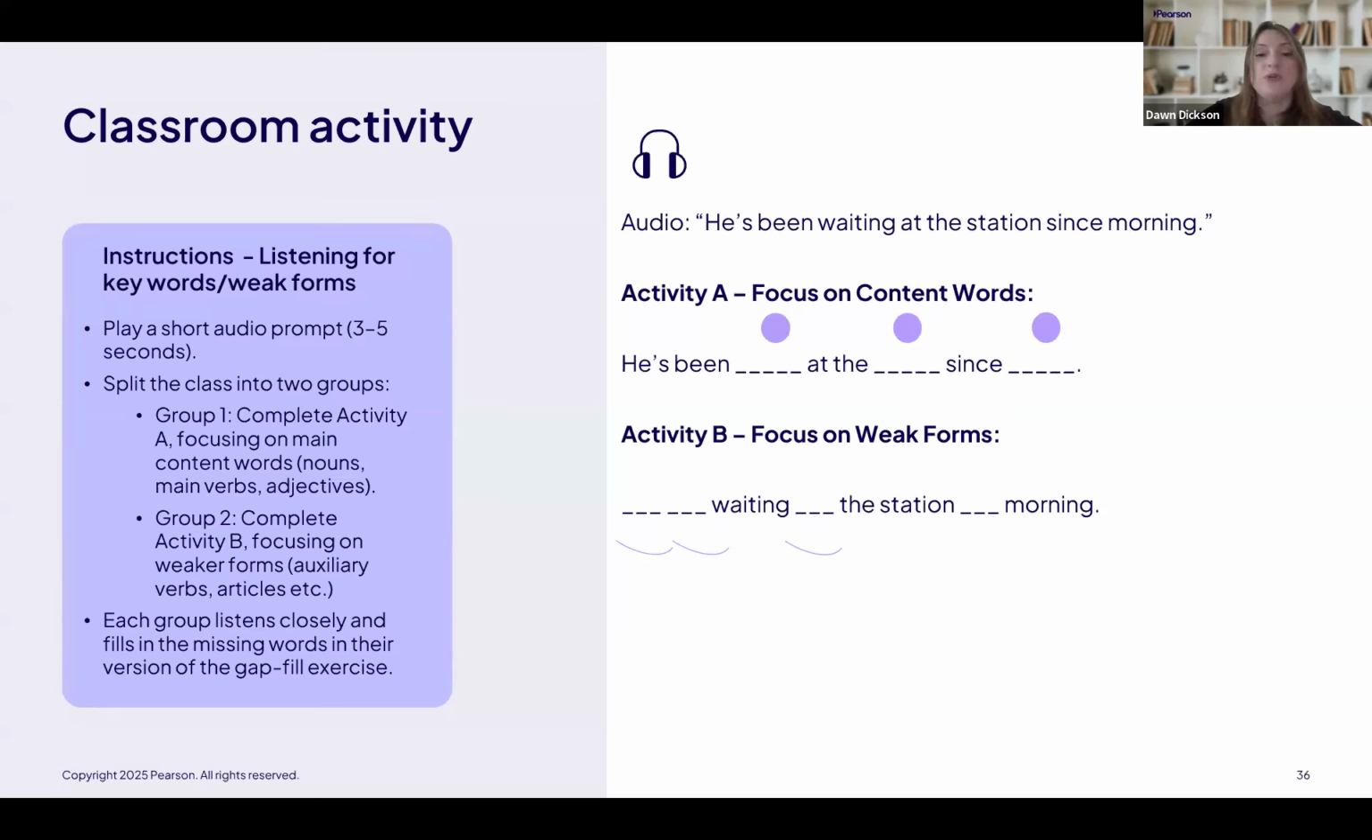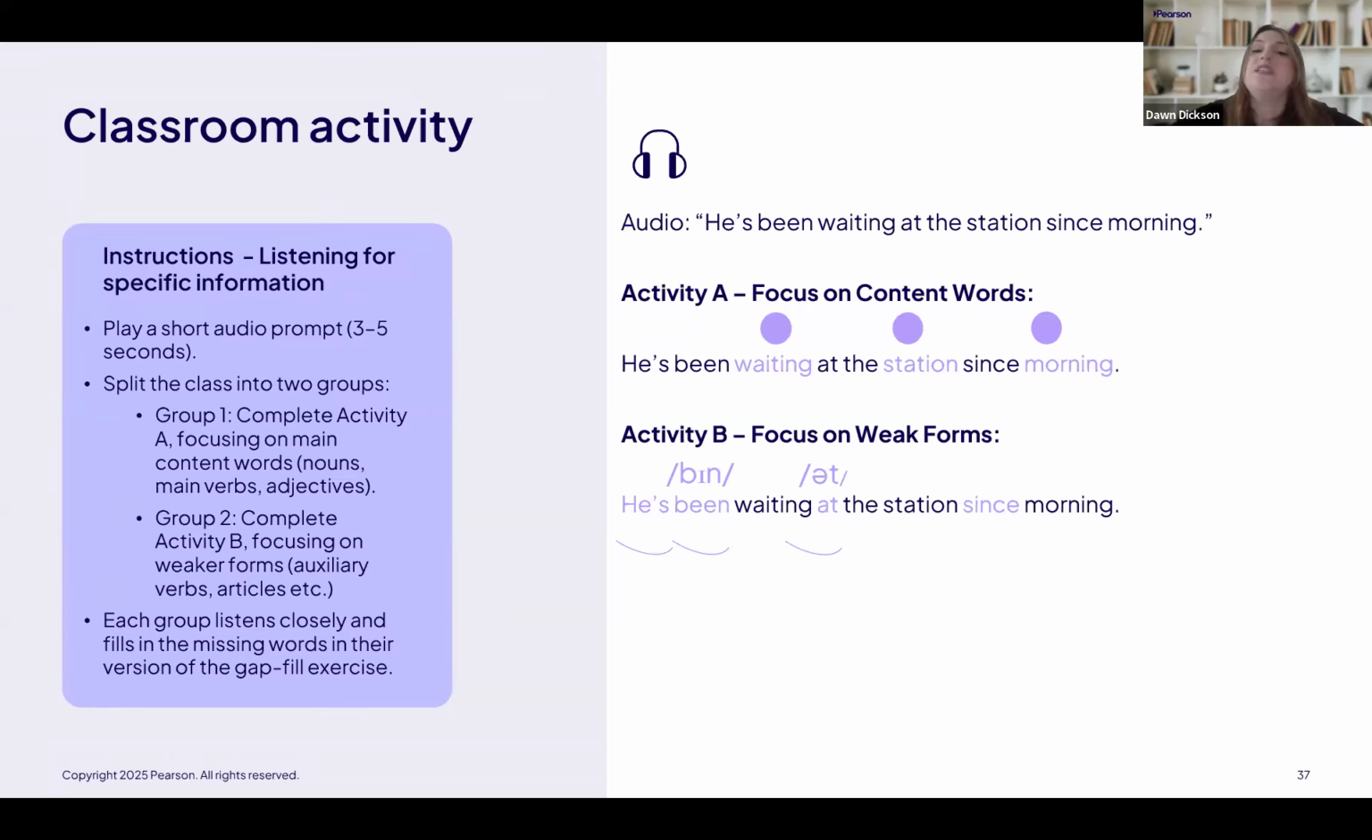So let's go on to the following slide. You can see this is what we are hoping that they would produce. Group 1 would produce the content words, so waiting, station, morning, the words that are emphasized, that are stressed. And then group 2 would be looking at those weak forms that aren't always fully pronounced. So, he's been waiting at the station. Well, actually, I'm not contracting it as much there, but the ones that you don't necessarily hear in normal speech.